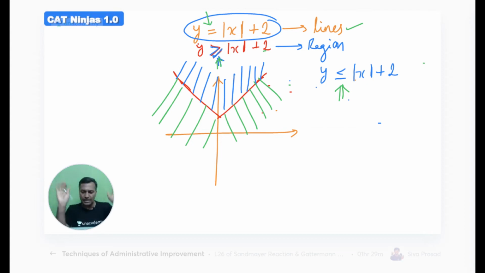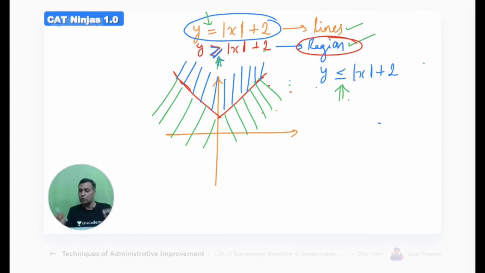Either the region above the lines or the region below the lines, which we need to be a little comfortable with. Okay, clear about the lines versus regions? Equation versus inequality clear? Everybody clear about this point? Because there was an inequality in that particular question. The moment you see an inequality, you should recall what?